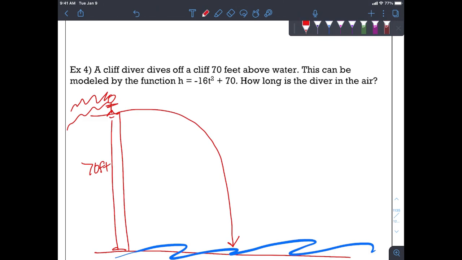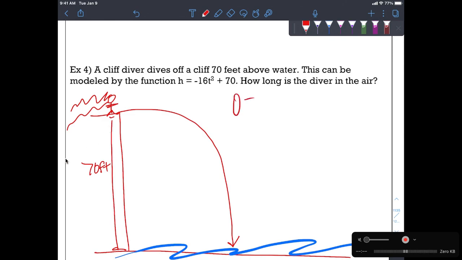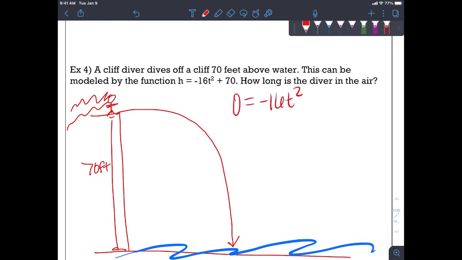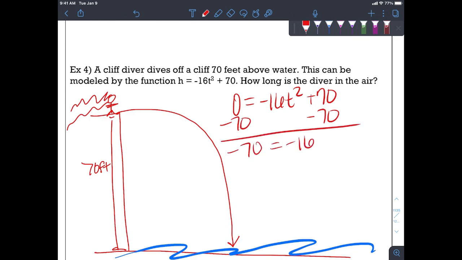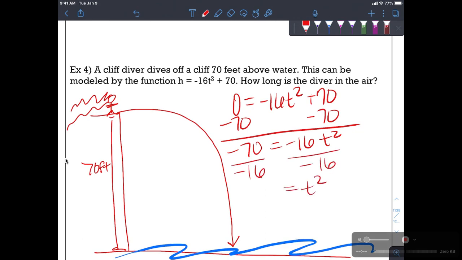Well, the ocean is going to be located at 0 feet because that's how they were measuring this cliff. So h is equal to 0. 0 equals negative 16t squared plus 70. So let's go ahead and try and solve this using that same method. Oh, this one looks a little scary. It's got a negative over here. But if I divide by this coefficient, I end up getting rid of that negative.